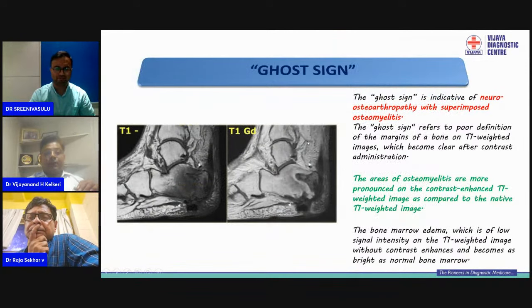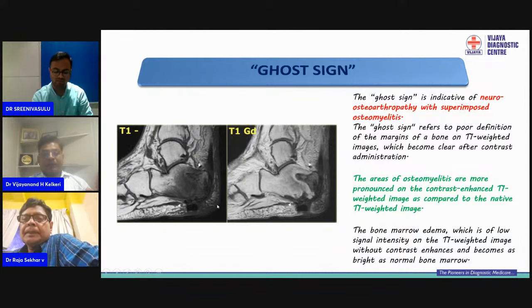This is the ghost sign. Now, what is the ghost sign? Again, this is a T1 study, wherein you can see a small irregular wedge-shaped or triangle-shaped defect in the posterior aspect of the calcaneum, and you can see an ulcer along the heel or along the sole. Then you can see a small irregular tract going up to the level of the bone.